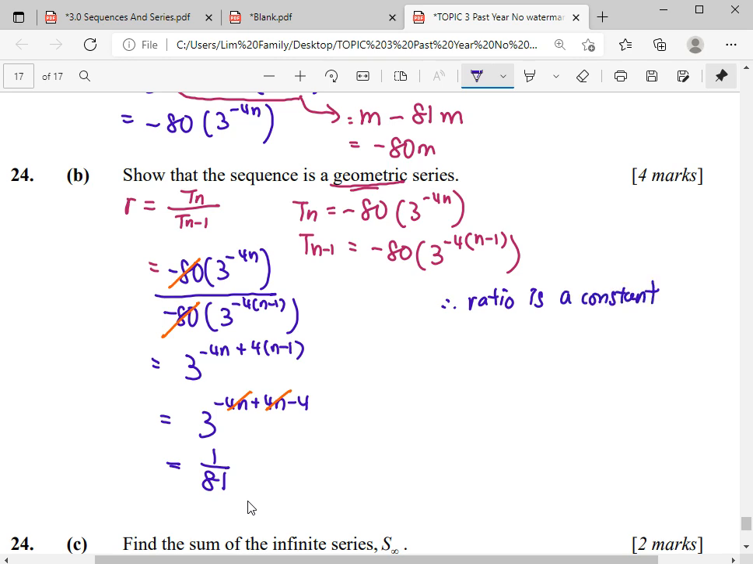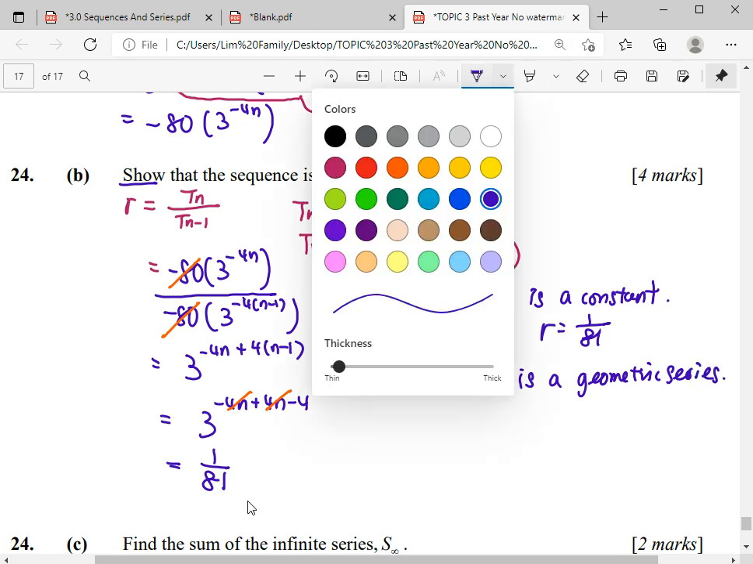So r is equal to 1 over 81. Obviously, it's a number, right? So we can prove that. They said show, right? So we can prove that it is a geometric series. So this is how we prove the things.